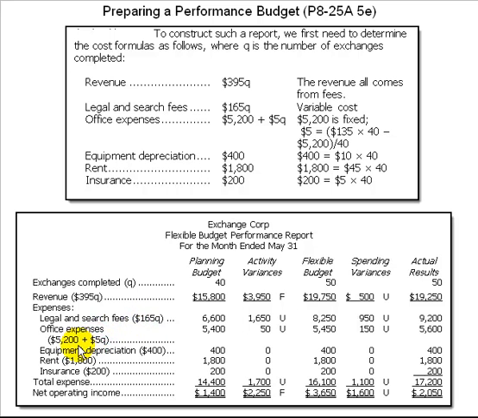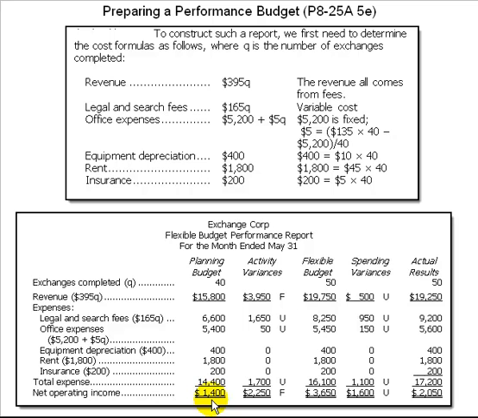The office expense would be $5,200 plus $5 times 40 units, and that comes out to be $5,400. The equipment depreciation is $400, rent $1,800, insurance, and again that's just what we calculated above. So we had total expenses of $14,400 based on revenue of $15,800. We were expecting to make net operating income based on 40 exchanges at $1,400.